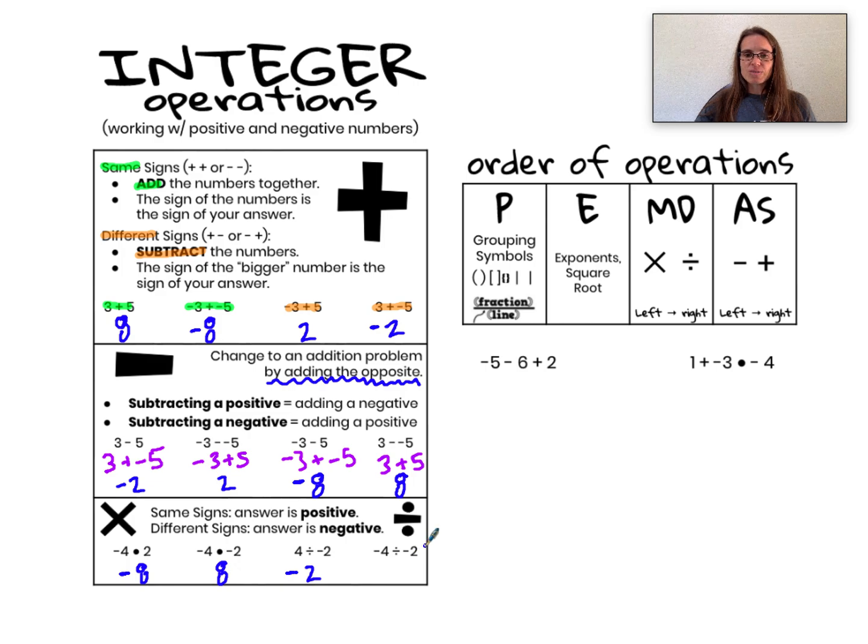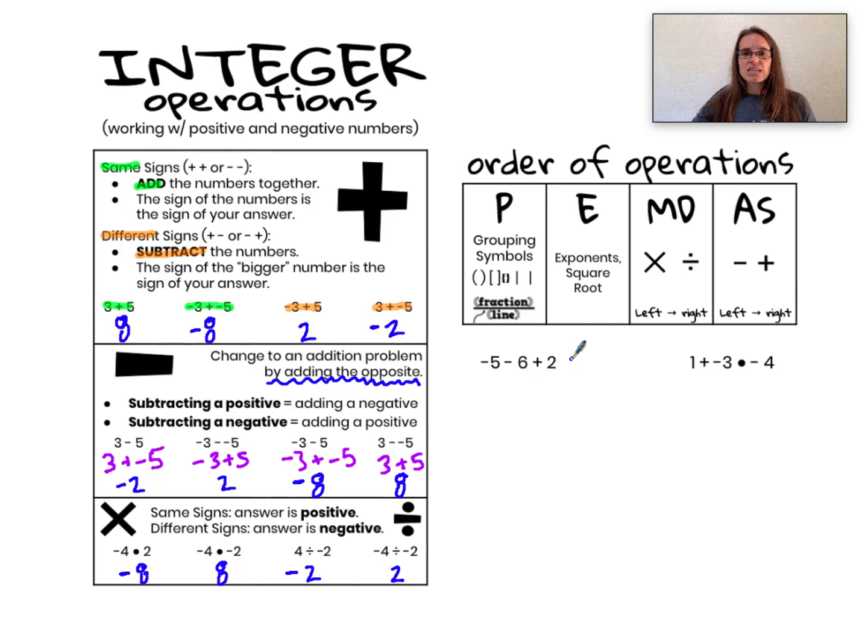Last example for multiplication and division. 4 divided by 2 is 2. But now since my original two numbers were both negative, my final answer is positive. So for multiplication and division, same sign, both positive or both negative, my answer is positive. If the two original integers have different signs, my answer is negative.